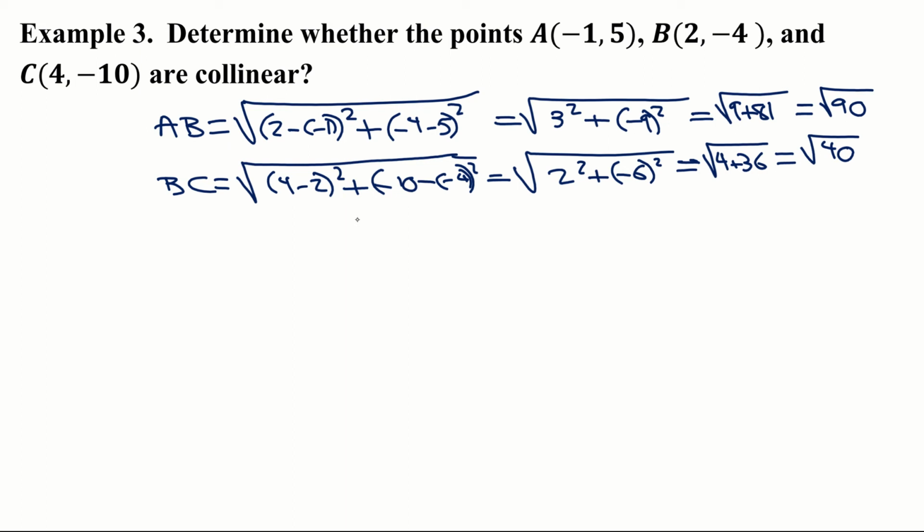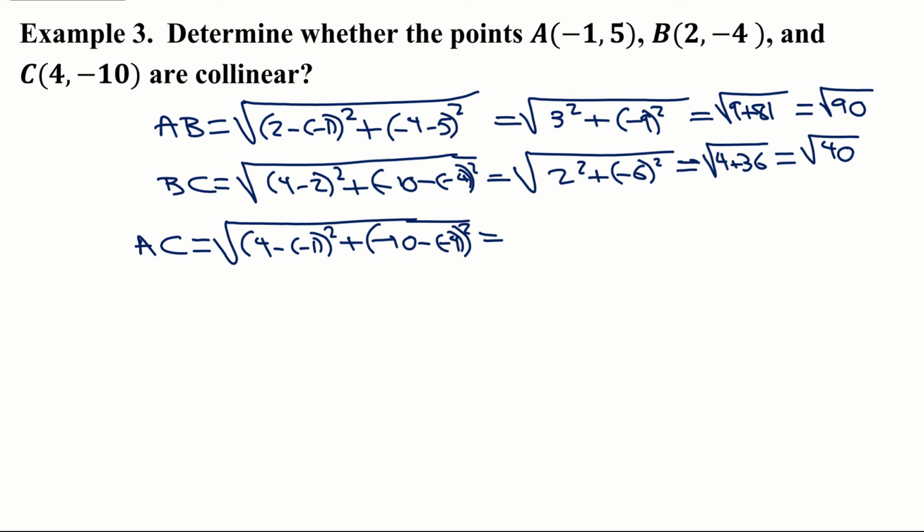Finally, we'll go ahead and look at AC. So we're finding the distance between these 2 points, which is the square root of quantity 4 minus -1 squared plus quantity -10 minus -4 squared, which gives us the square root of, now that's going to become 5 squared plus this here is -10 plus 4 once again, right?